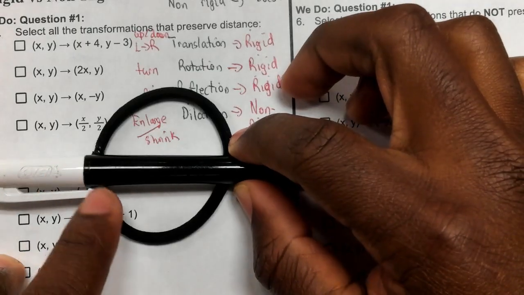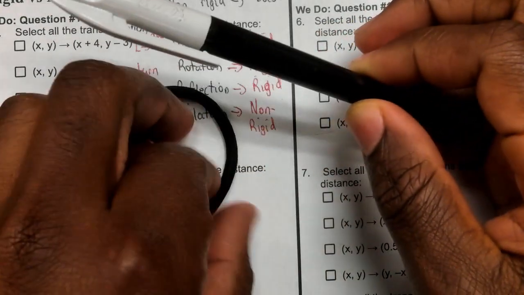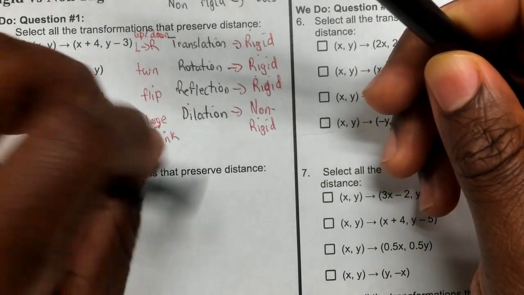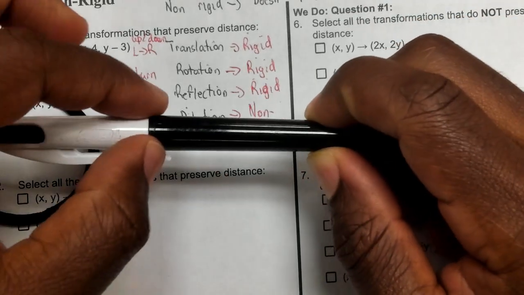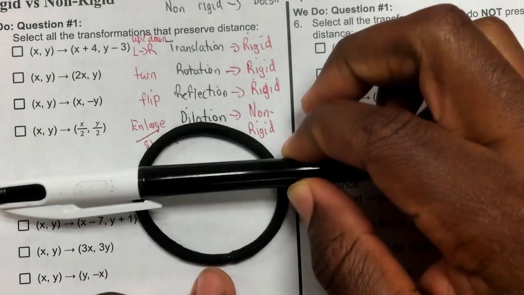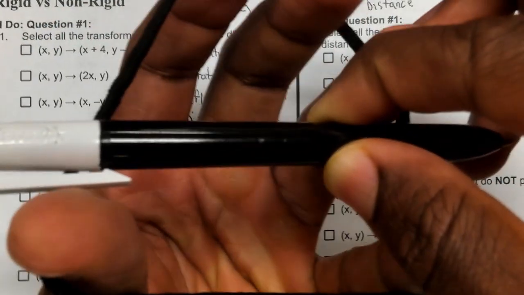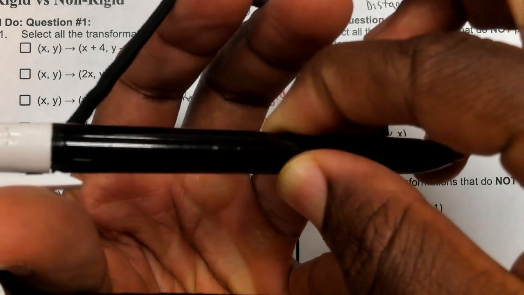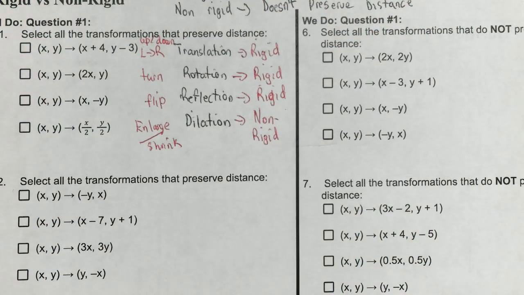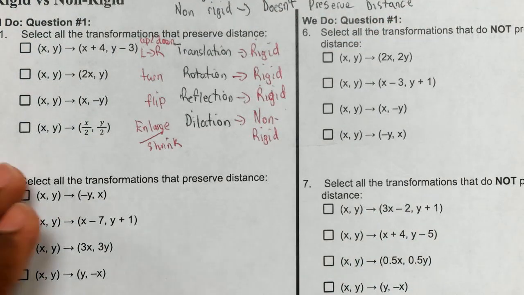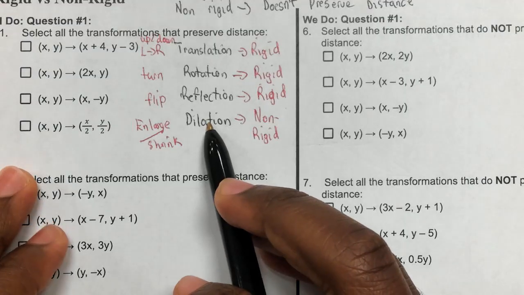Alright? So what if I expanded it? What if I made it larger? So if I expanded it, again it was from this side of the pen to right where my finger is, that's what the distance was. Okay? If I expanded or enlarged it, would it have the same distance? No. Okay? So essentially, dilations do not preserve distance. It's the only thing that doesn't preserve distance.